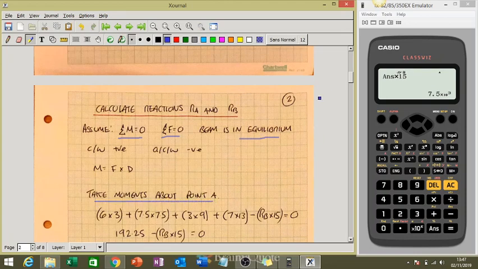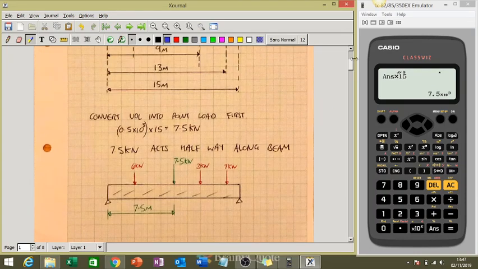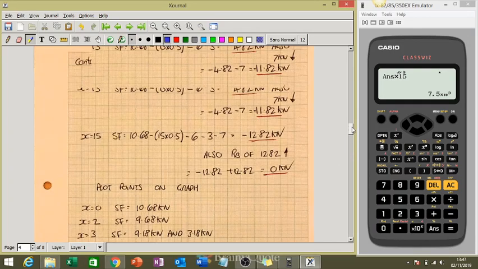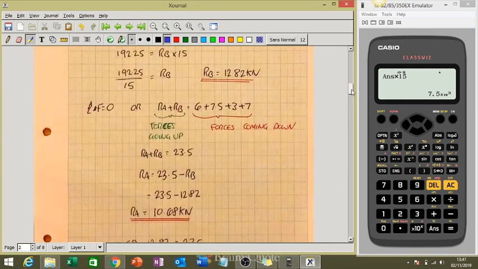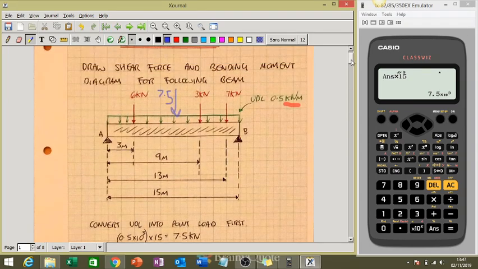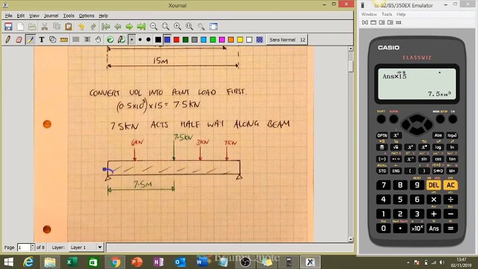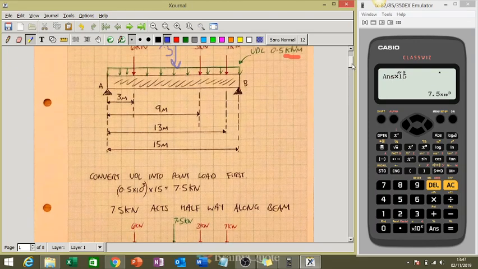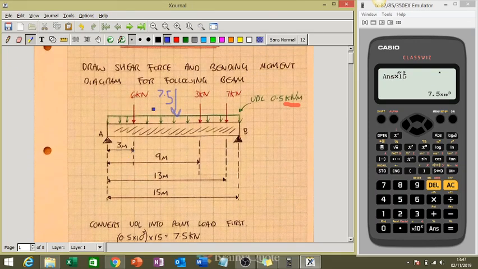Moments about point A. So there's point A, take moments about that point. So 6 times by whatever it is, let's go up here and look at it. We've got 6 times by 3, 7.5 times by 7.5, 3 times by 9, and 7 times by 13. All going clockwise, so it's going to be positive. So that's point A, pivot point A.